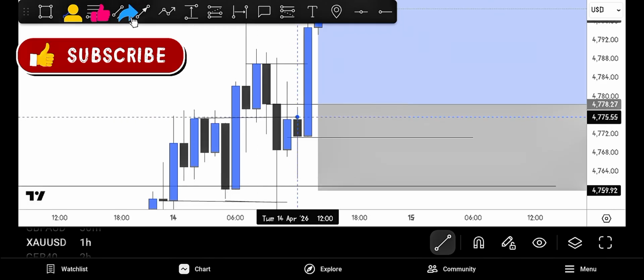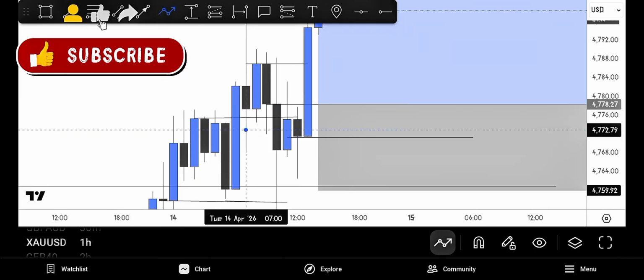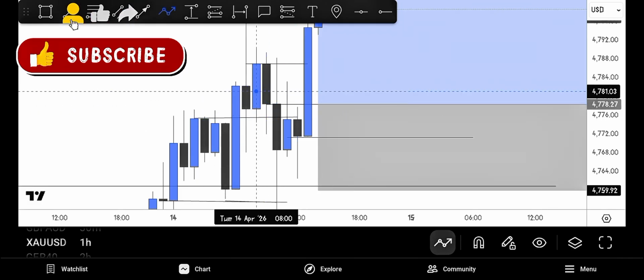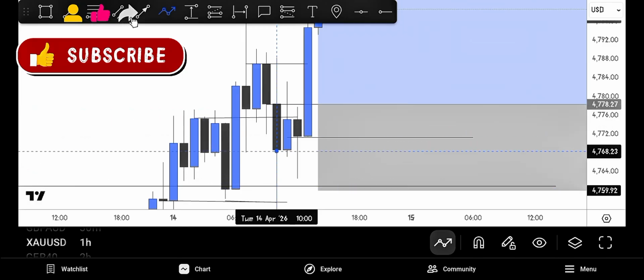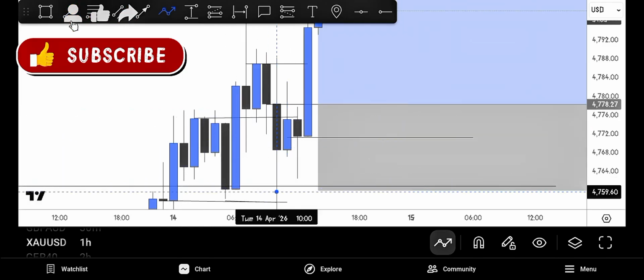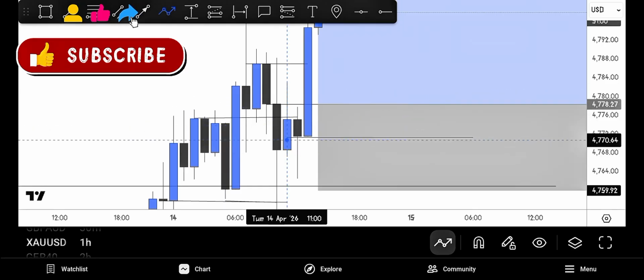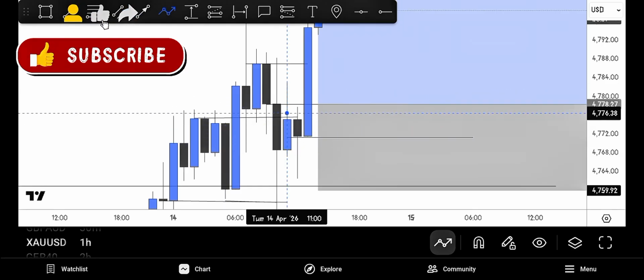Unfortunately, it broke to the downside, which makes it fresh again. So it has become fresh again. Price went up there and rejected from this bullish candle, but unfortunately it got disrespected again. Now I'm expecting price to come down to the fresh level again before going up.